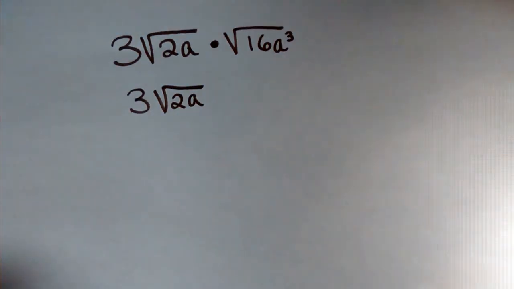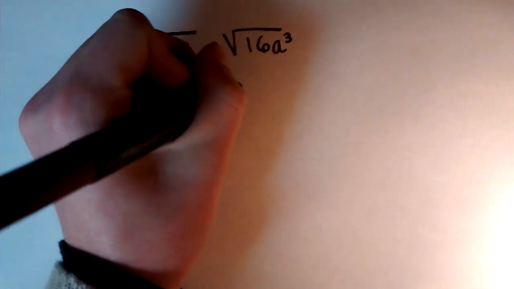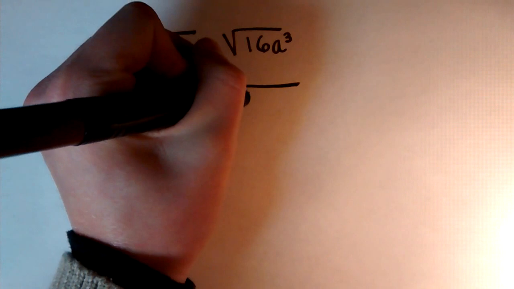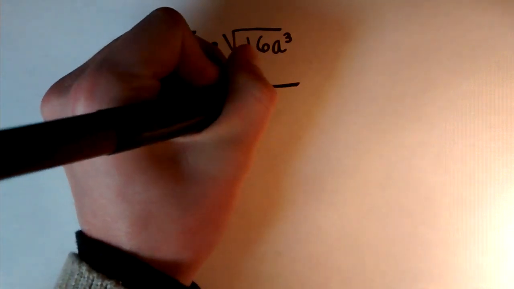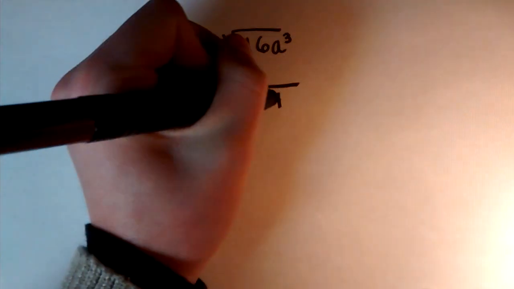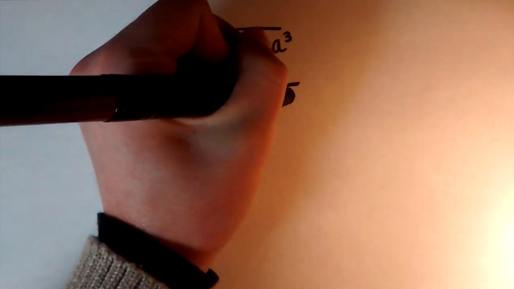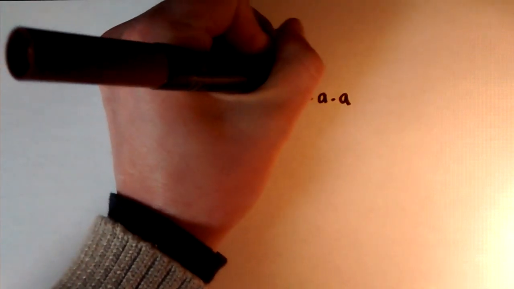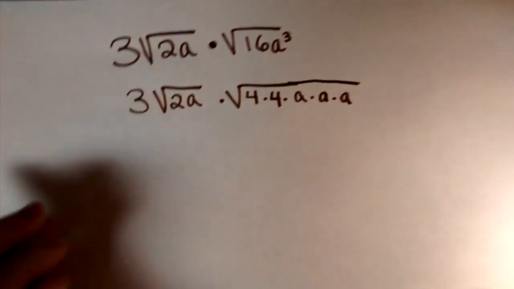Now, radical 16a to the third, that can be written as radical 4 times 4, because 4 times 4 is 16, and a to the third is really a times a times a. And we'll extend that radical line there so it looks a little bit better.